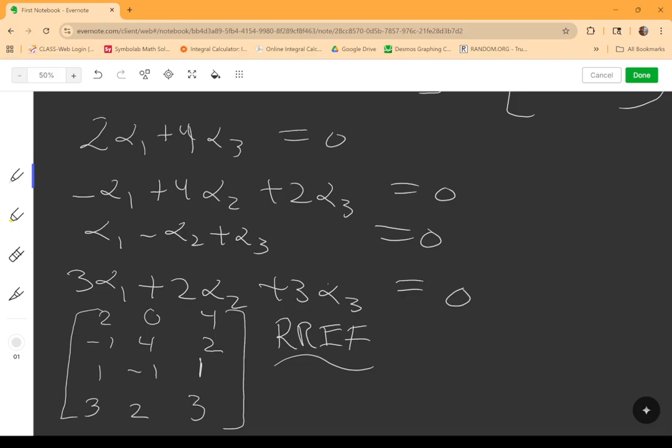The next thing we're going to do in the next video is talk about this idea of a spanning set, and the uniqueness of the representation of that spanning set.